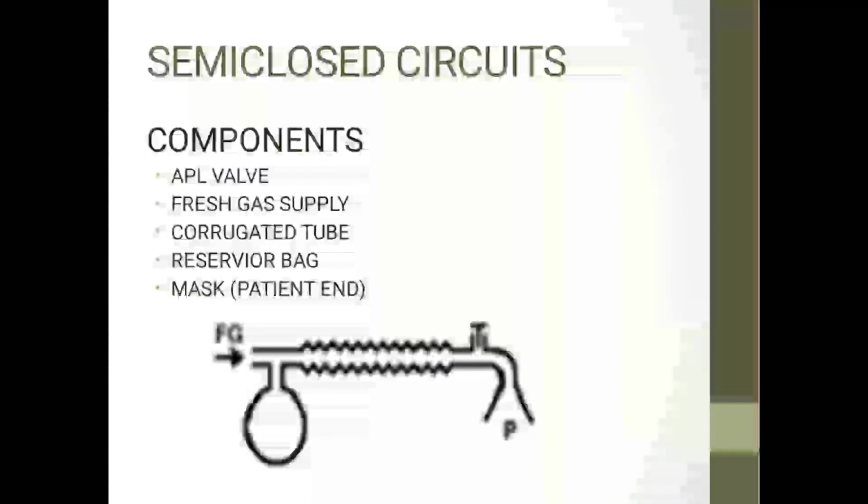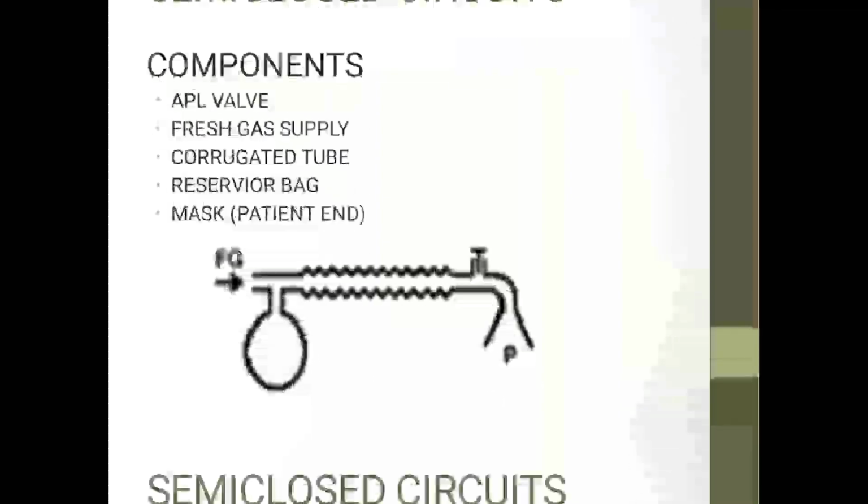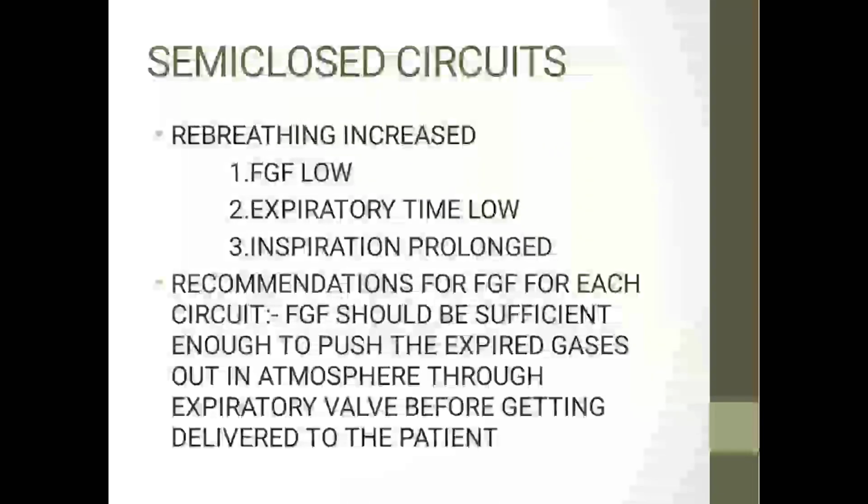And then in semi-closed circuits, we have mainly five components: APL valve, fresh gas supply, corrugated tube, reservoir bag, and the patient end. In the picture, FG indicates fresh gas supply and P indicates the patient end. In semi-closed circuits, rebreathing is increased because the fresh gas supply is low, and the expiratory time is low and the inspiration is prolonged.